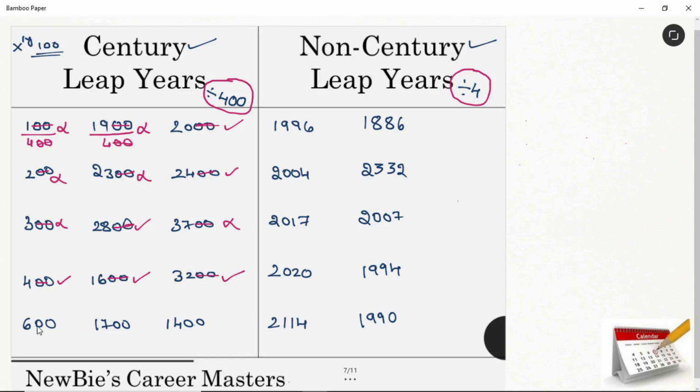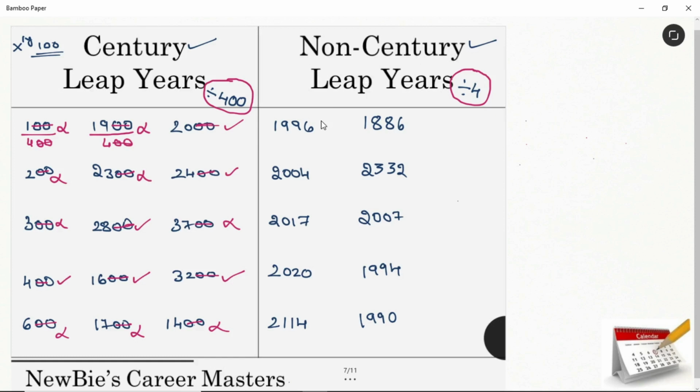Clear? 6 is not divisible by 4, so the 600th year is not a leap year. 17 is not divisible by 4, so the 1700th year is not a leap year. 14 is not divisible by 4, so the 1400th year is not a leap year. Simple. Now we'll come to non-century years.